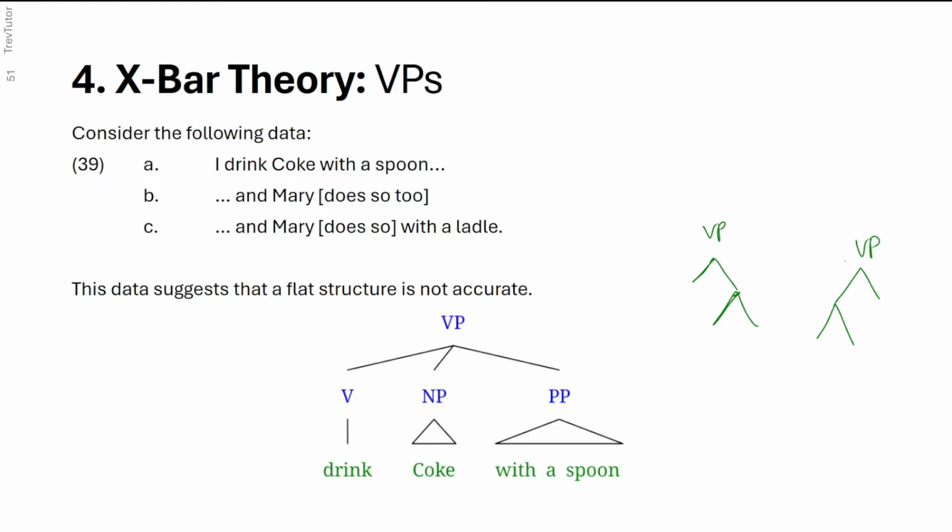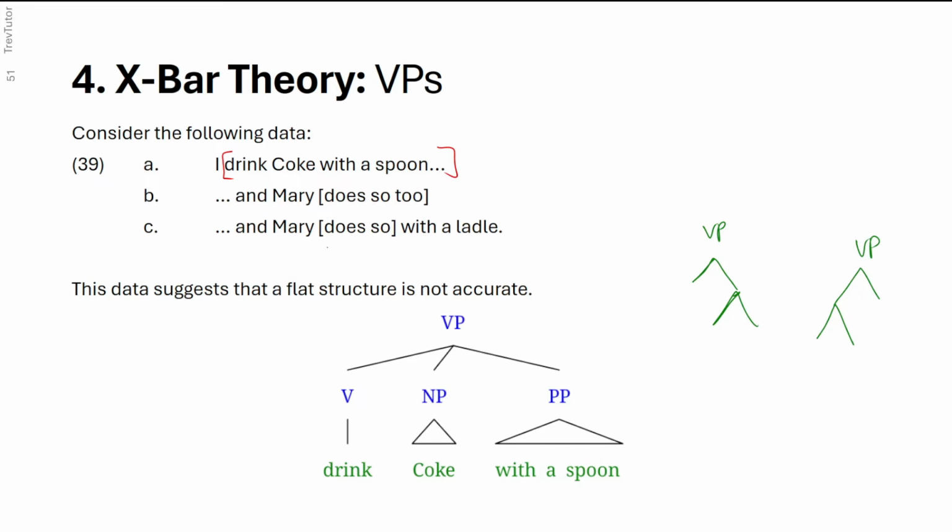So we can use a do-so test with this. We can basically conjoin it with another sentence with some words elided, so they're not pronounced. So we can say, "I drink Coke with a spoon, and Mary does so too." So this would mean that "drink Coke with a spoon" is a constituent because "does so too" is replacing the whole thing. But we can also say, "and Mary does so with a ladle."